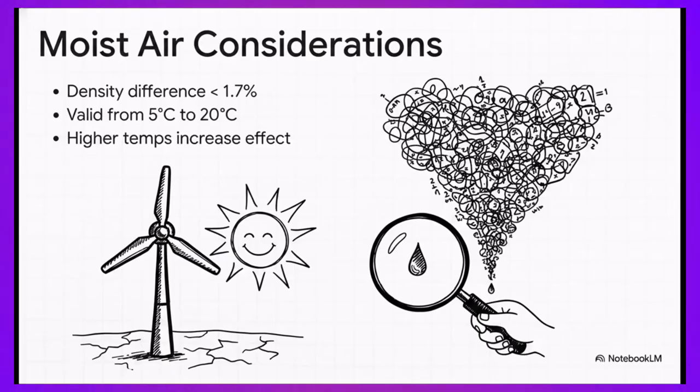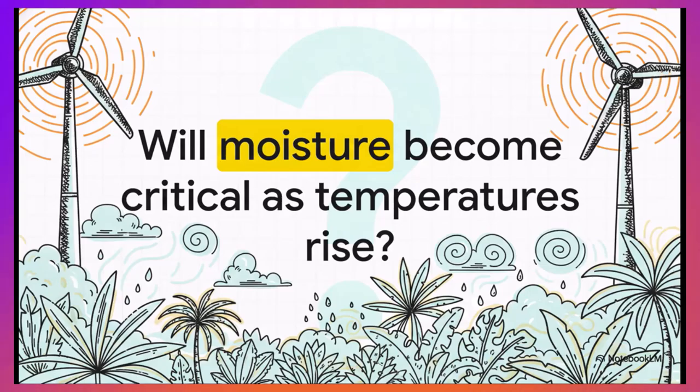The math required to perfectly calculate moist air density is complex, and the payout in accuracy is generally so microscopic that it's just ignored in standard yield projections. But I want to leave you with this final thought. Since higher temperatures dramatically increase moisture's influence on air density, how might shifting global climates force us to completely rethink these standard atmospheric models in the decades to come?